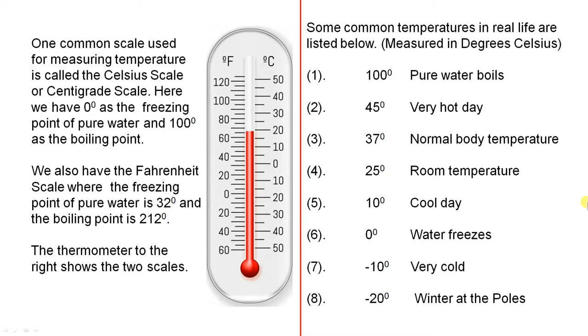We also have the Fahrenheit scale, where the freezing point of pure water is 32 degrees and the boiling point is 212 degrees. The thermometer to the right shows the two scales. So here we are. On the right we have the centigrade scale, and on the left we have the Fahrenheit scale.